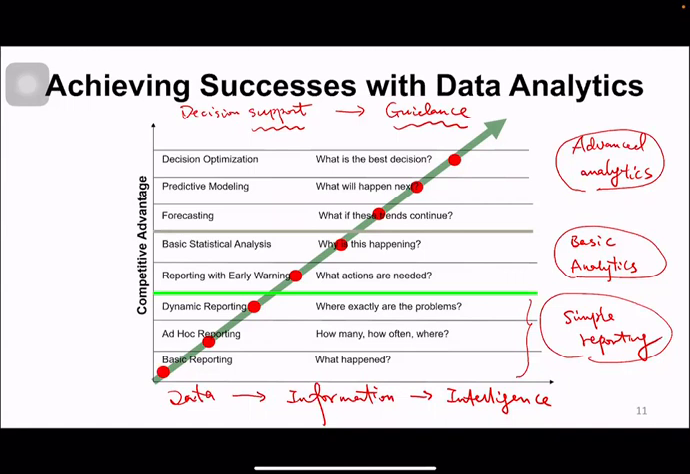And after basic analytics, we can go to advanced analytics. For example, the decision optimization, predictive modeling, and forecasting. What if these trends continue? What will happen next? And what is the best decision to mitigate those effects, or to improve the performance of the company? So decision support is trying to guide a better decision-making process for the future. Those are the different stages of data analytics and how they can help the company achieve success.